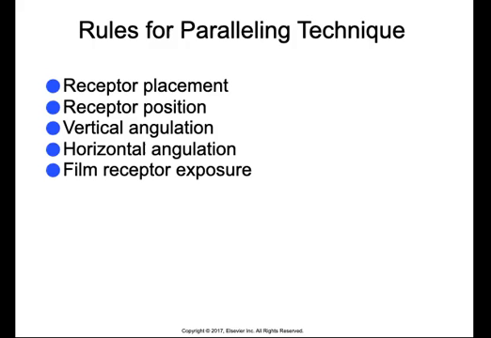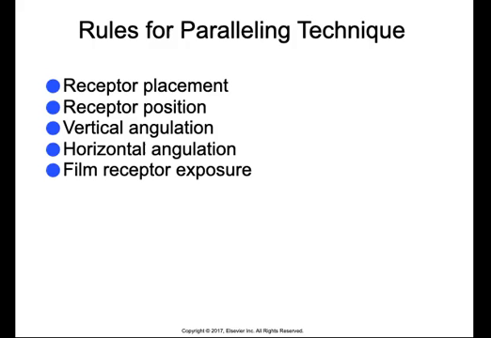For horizontal angulation, the central ray of the X-ray beam must be directed through the contact areas between the teeth. Incorrect horizontal angulation results in areas that are overlapped and therefore non-diagnostic.